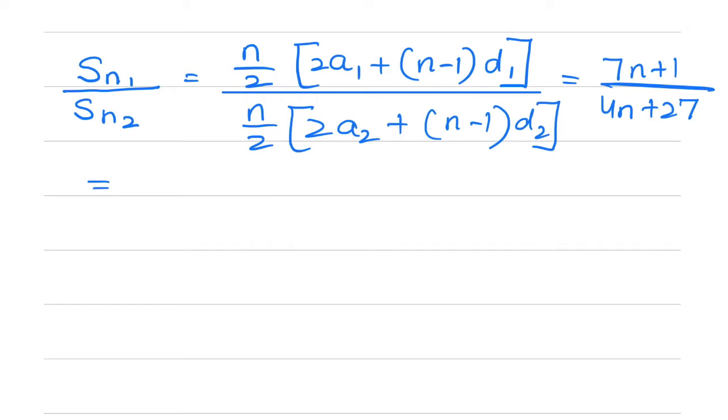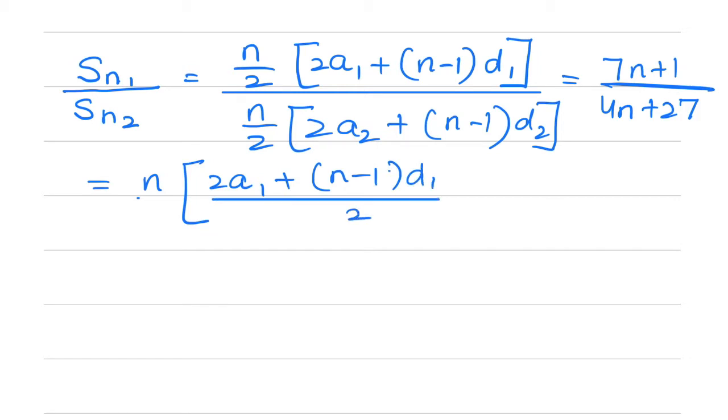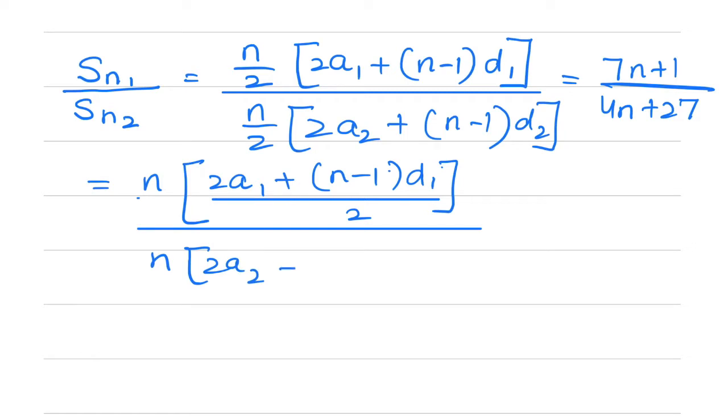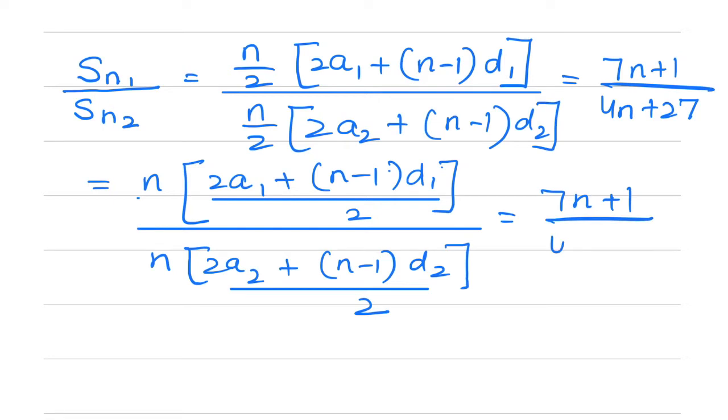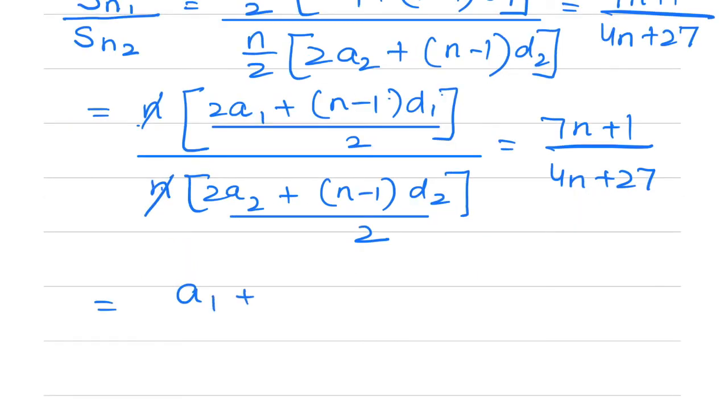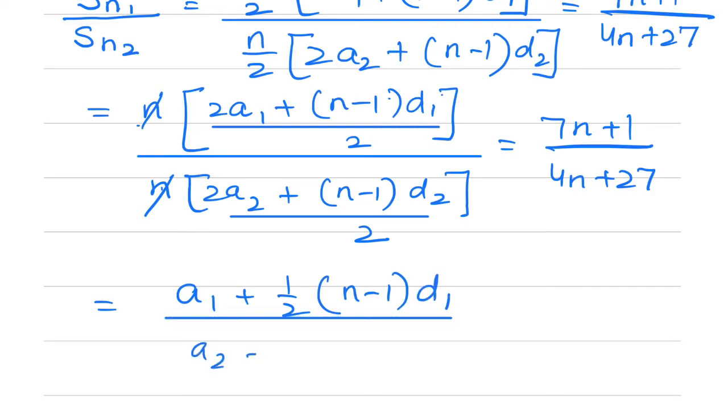Take 1 by 2 inside. So this would be equal to n into (twice a1 plus (n minus 1) into d1) divided by 2, by n into (twice a2 plus (n minus 1) into d2) divided by 2, is equal to 7n plus 1 divided by 4n plus 27. n gets cancelled here. a1 plus half into (n minus 1) into d1 divided by a2 plus half into (n minus 1) into d2.